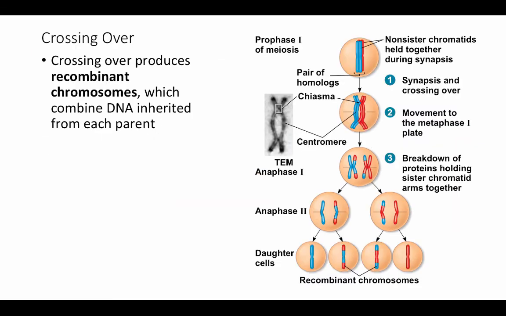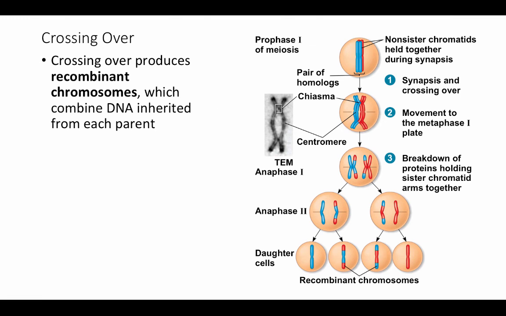Crossing over increases that variability by recombining the genetic material from the paternal chromosome and the maternal chromosome. So any number of variations due to this recombination of chromosomes produced by crossing over can occur because these chiasmata can form anywhere along the length of the chromosome, and the number of times it does that can also vary.